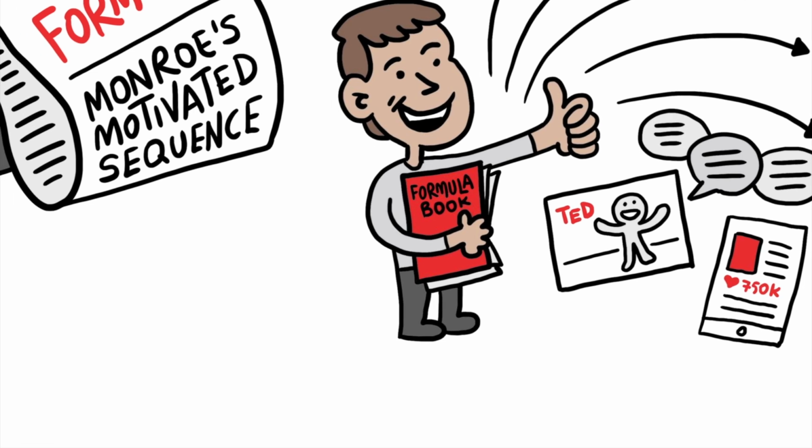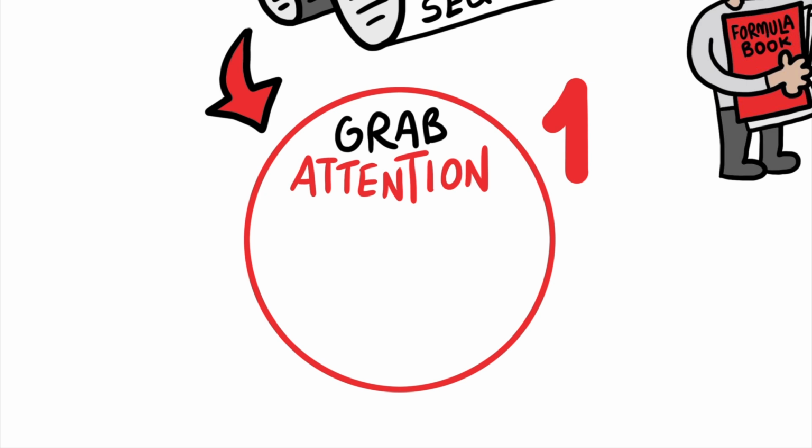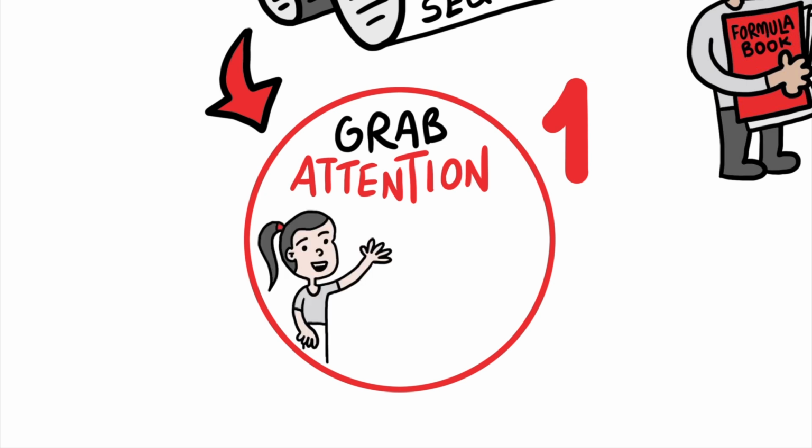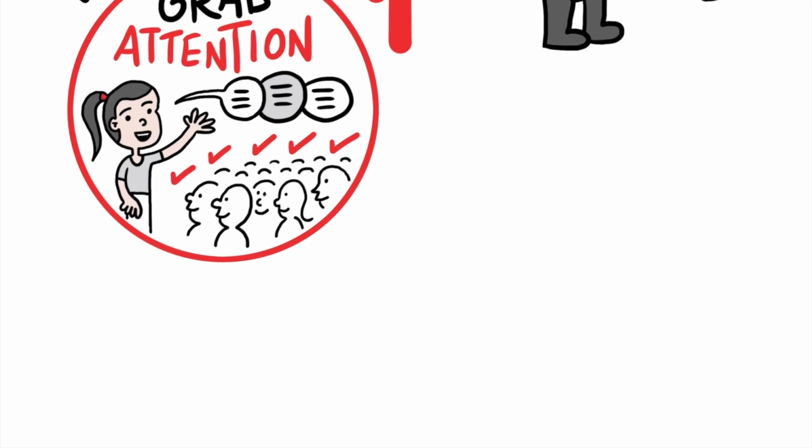Here's how you can use his 5-step formula. Step 1. Grab attention. First, you make people sit up and listen. You might use a surprising fact, an interesting question, or a short story that shows why your message matters. It's like the start of a post that stops you scrolling past, or the opening scene of a movie that makes you want to see what happens next.